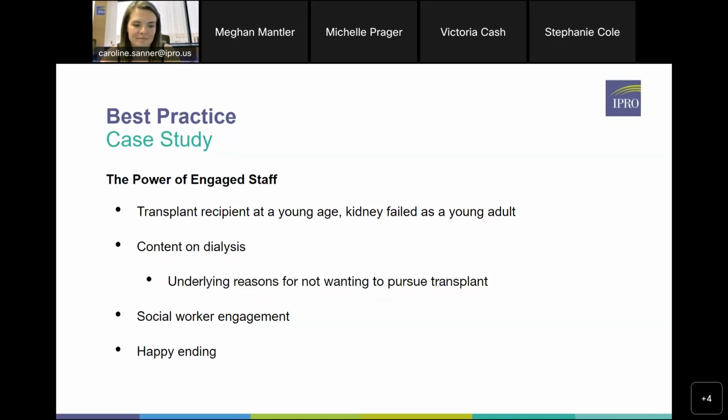And then I started to dig into it. Instead of just saying, so you still don't want to go for transplant? It was, what's the transplant plan? I started turning the language around, and it made her start thinking a little more. And she had some underlying reasons for not wanting to pursue transplant. She hadn't had a surgery that big since she was 7 years old. She was scared of the surgery. She didn't know what it would be like.